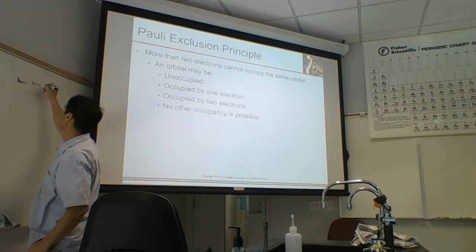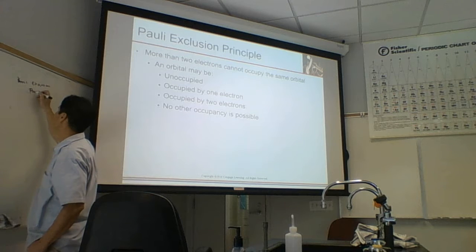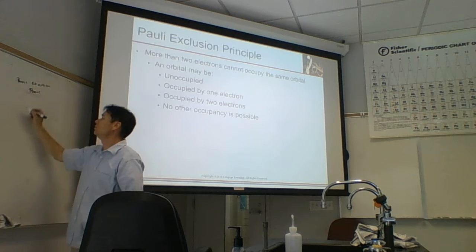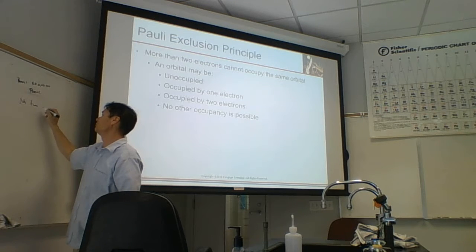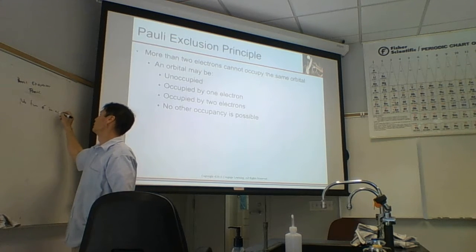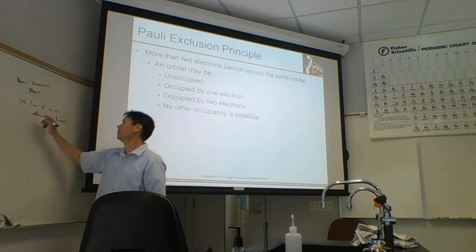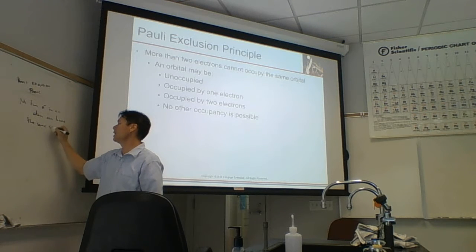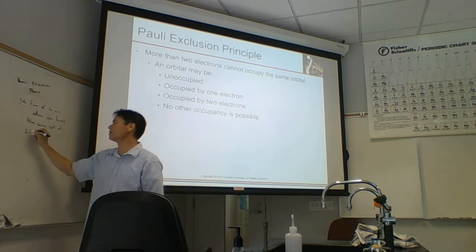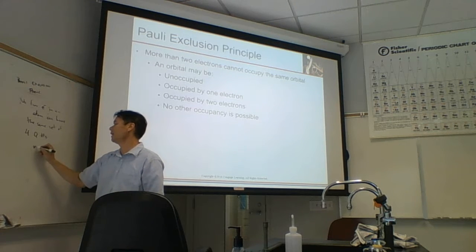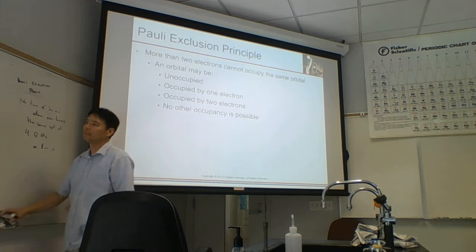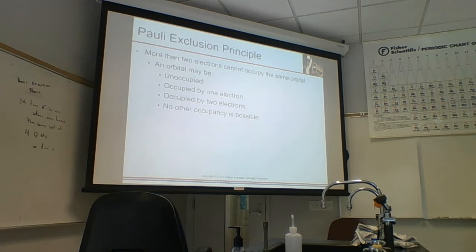The Pauli exclusion principle states that no two electrons in an atom can have the same set of 4 quantum numbers, N, L, M, and S. I'm going to leave this diagram out, but let's take a look at an example here.